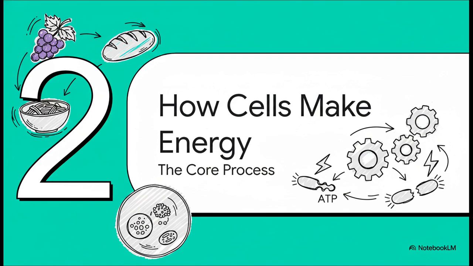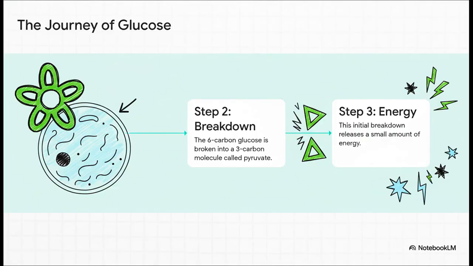So that brings us to the next big question. We now know respiration releases energy from food, but how? How exactly does this happen inside our tiny cells? Let's understand that core process now. Well, it all starts with glucose. Glucose is the simple sugar that we get from the carbohydrates in our food.